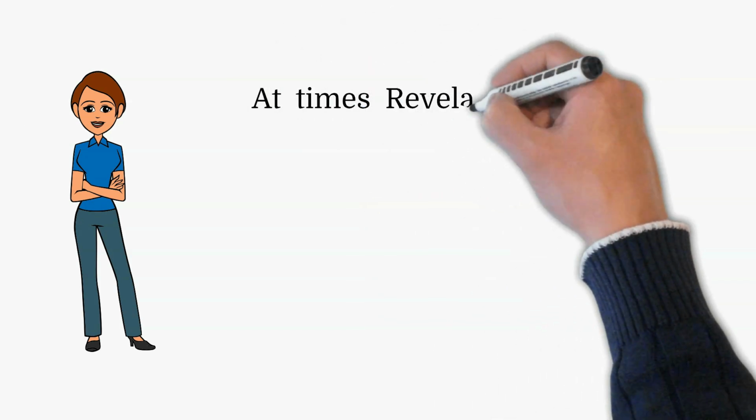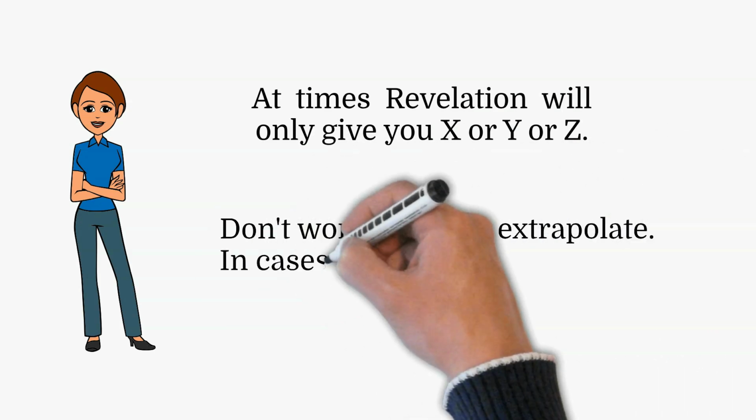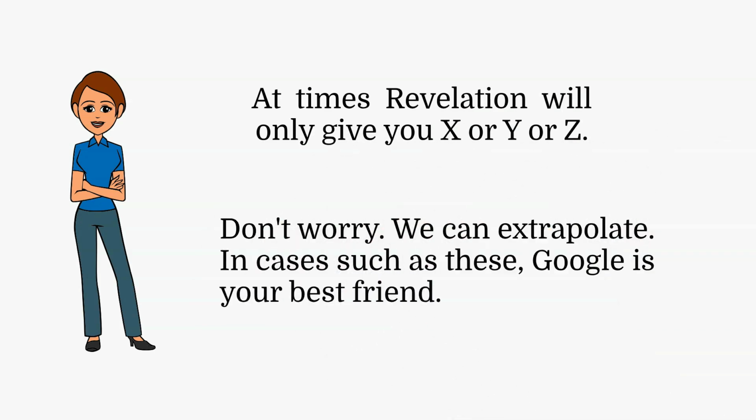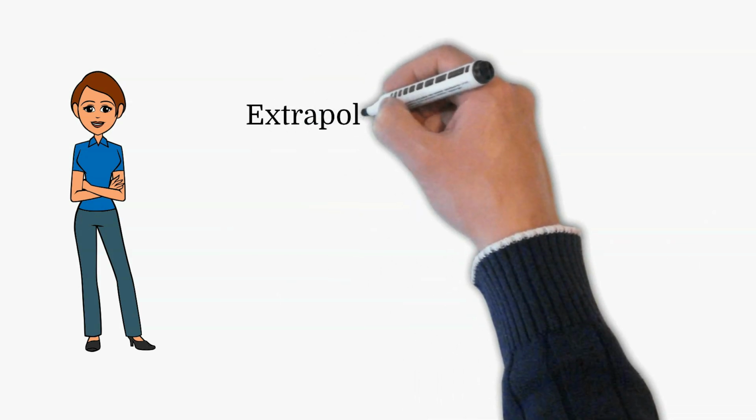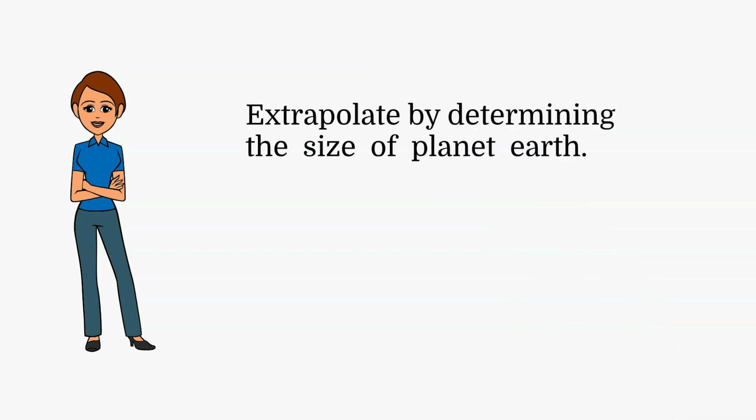In some cases the book of Revelation will only give us X, or Y, or Z. In such cases, we can extrapolate. To calculate the ratio of New Earth, we must base it on the size of our current planet. Google, how large is planet Earth in square mileage?